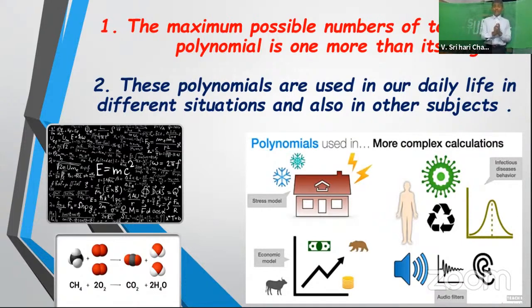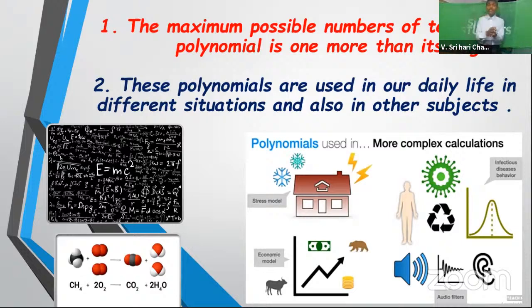So what are those all? Before going to learn about the daily life situations, we need to remember one thing. Are we forgetting? No, it's an important one. Here, it states that the maximum possible number of terms in a polynomial is 1 more than its degree, right? Are you understanding? If the terms are 4, the degree will be 3. If the terms are 5, the degree will be 4. Means if the degree is something, the terms will be 1 more.